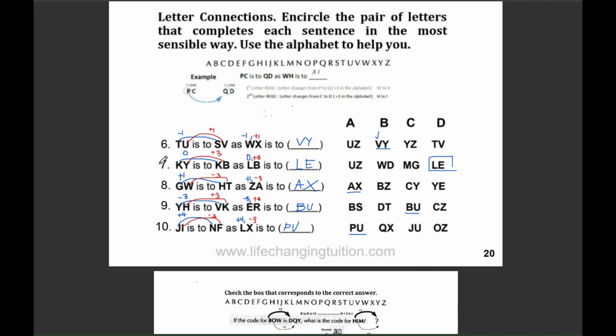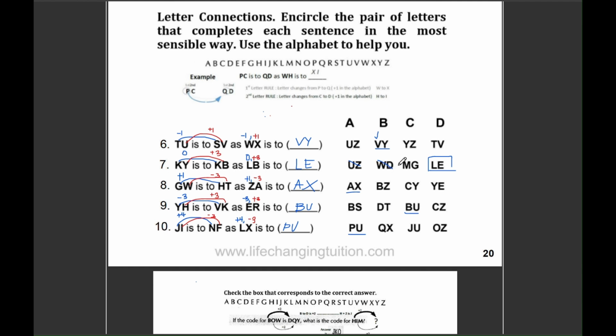Number 7. Letter connections. KY is to KB as LB is to blank. Your options are A. UZ, B. WD, C. MG, and D. LE. Why not A, B, C? Change both letters or wrong shift.